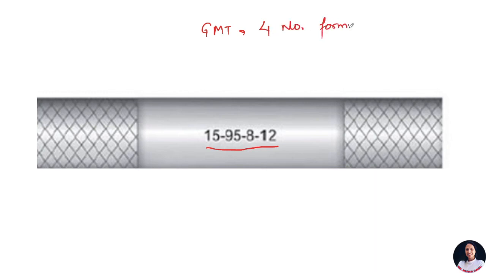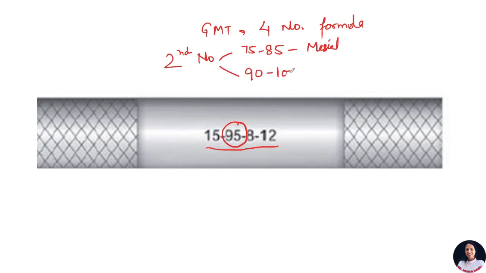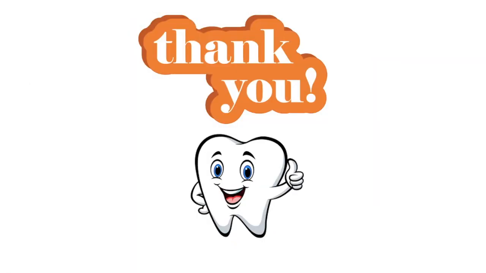And what is the second number? It's the primary cutting edge angle. If the second number ranges from 75 to 85, then it's a mesial GMT. And if the second number ranges from 90 to 100, then it's distal GMT. I hope now you can easily identify whether the GMT is mesial or distal.